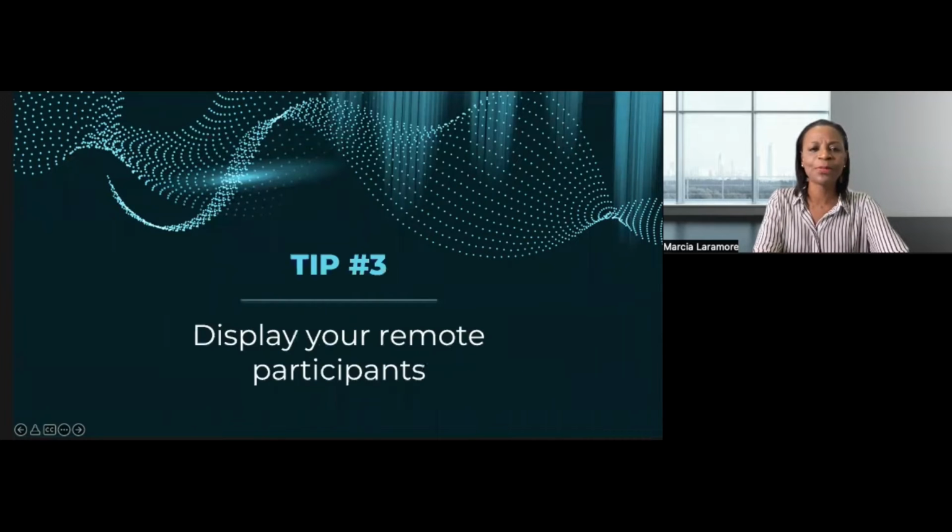And then tip number 3, I would say, is all about your classroom setup. Remember to display your remote participants. Now, this is important because it helps with engagement as you're able to see and interact with them more effectively.